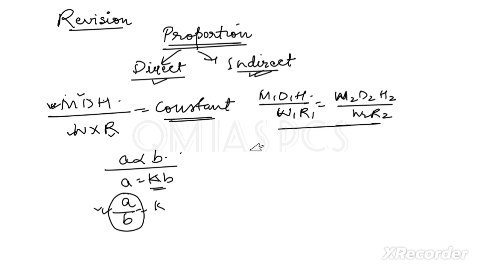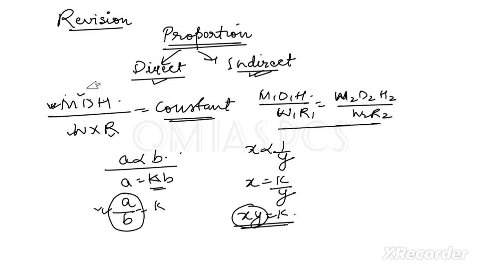If I say x is inversely proportional to y, that means x is equal to k by y, that is xy is equal to k. This means when two variables are in product form, then those variables are in indirect proportion. So here these numerators are in indirect proportion. Take two at a time, like MD or DH, MH, whatever it can be.